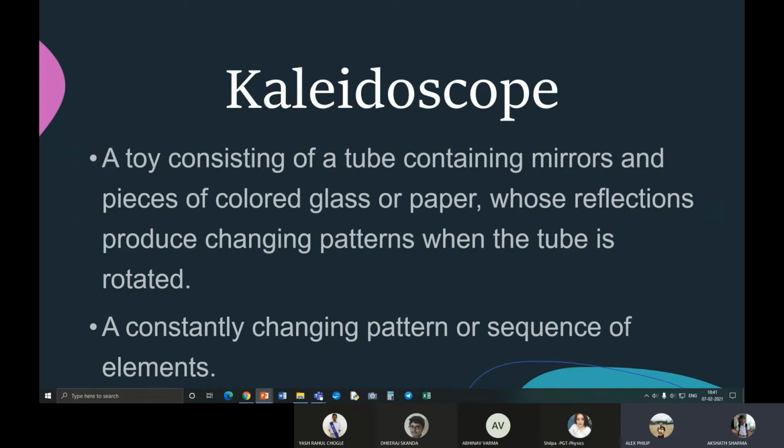So that was the theory part of our project. Now let's talk about the art aspect. So Yash will be explaining the making and what is a kaleidoscope.